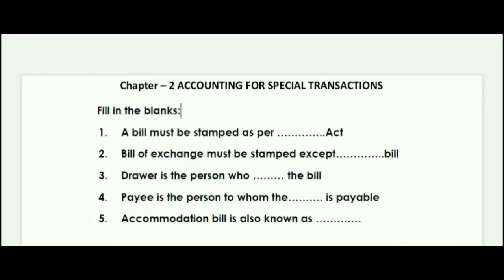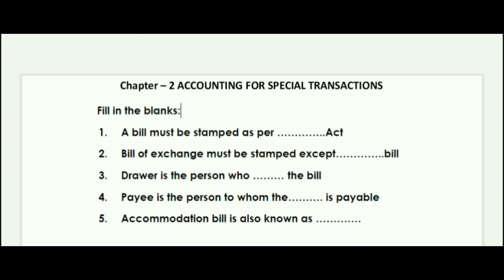Let's see now MCQs, objective type questions from chapter 2, which is accounting for special transactions. So the first question is, a bill must be stamped as per what act? A bill must be stamped under the Indian Stamp Act. Next is, a bill of exchange must be stamped except what bill? Except demand bill. Guys, a bill of exchange must be stamped except the demand bill.